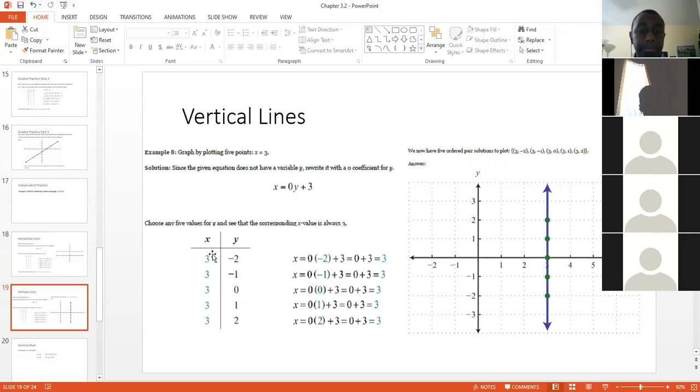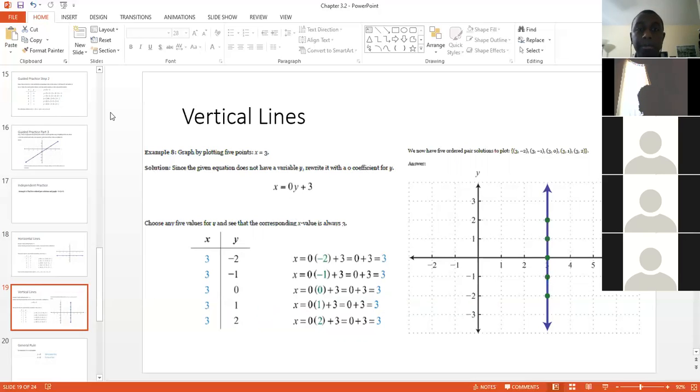Because x is equal to 3, we can plug in any numbers for y: -2, -1, 0, 1, 2, 999. 999 times 0 plus 3 is still 3. -2 times 0 plus 3 is 3. So you're still going to get 3 as x, no matter what you plug in. So whatever you plug in for y, you're still going to get 3 for x. So because x is always 3 no matter what y value you plug in, you're going to get a vertical line.